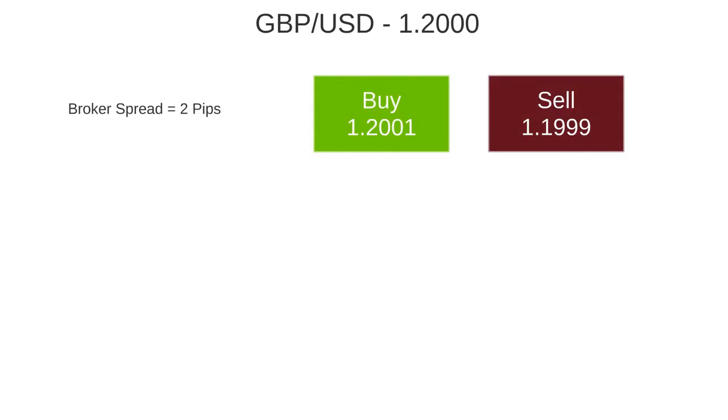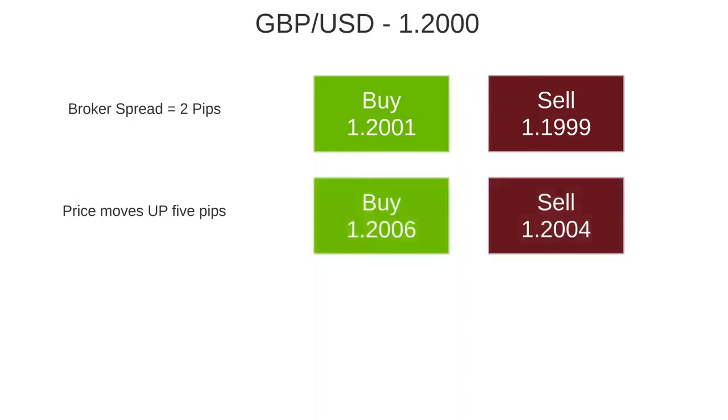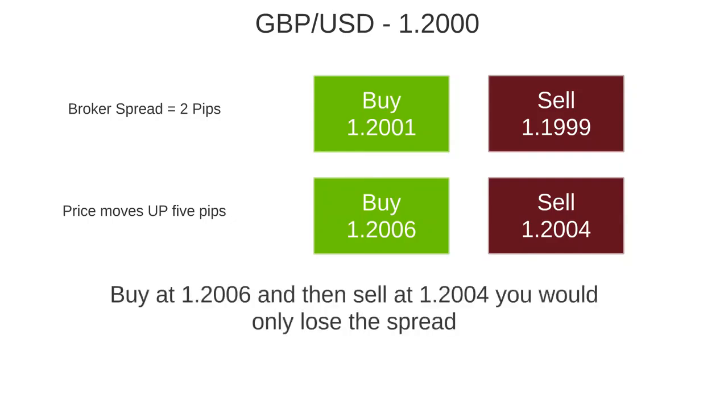If the price were to move up 5 points, the sell price would become 1.2004 and the buy price would become 1.2006. As you may have noticed, if you were to buy the market at 1.2006 and sell it straight away before the price moves at 1.2004, the only money you would lose is the cost of the spread. So 1.2006 minus 1.2004 leaves the 2 pip spread cost.